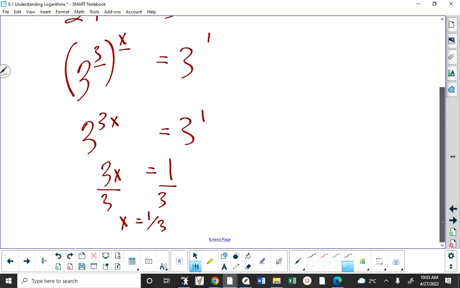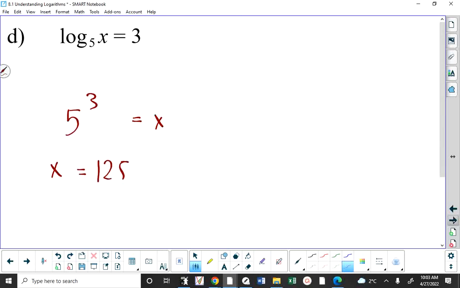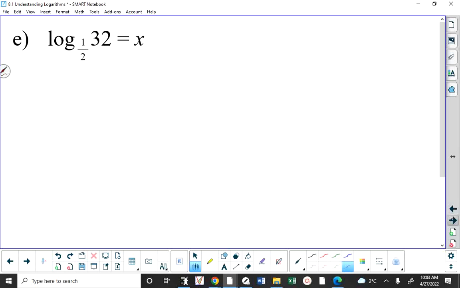And it just occurs to me if I go back here, I didn't write x equals 3. I did write x equals a third. And e, log base 1/2 of 32. There's probably brackets around your half in your handout. I just didn't feel like trying to format it on this file. What's a tougher one? I'd like to see if you can figure it out on your own first.